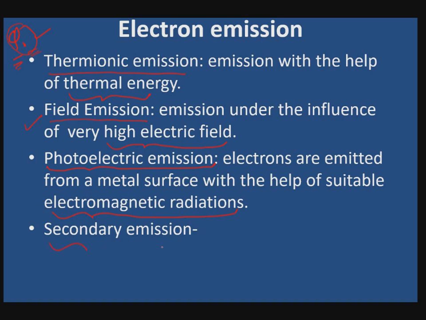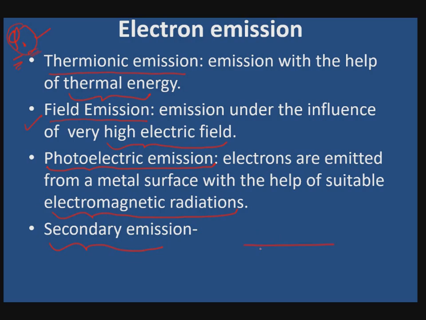Now this is another method of emission of electron from the metal surface. This is called secondary emission. You must be wondering why it is secondary emission. The primary electrons are highly energetic particles, and they are made to strike the metal surface, and they transfer their kinetic energy to these electrons, which are removed from the metal surface.